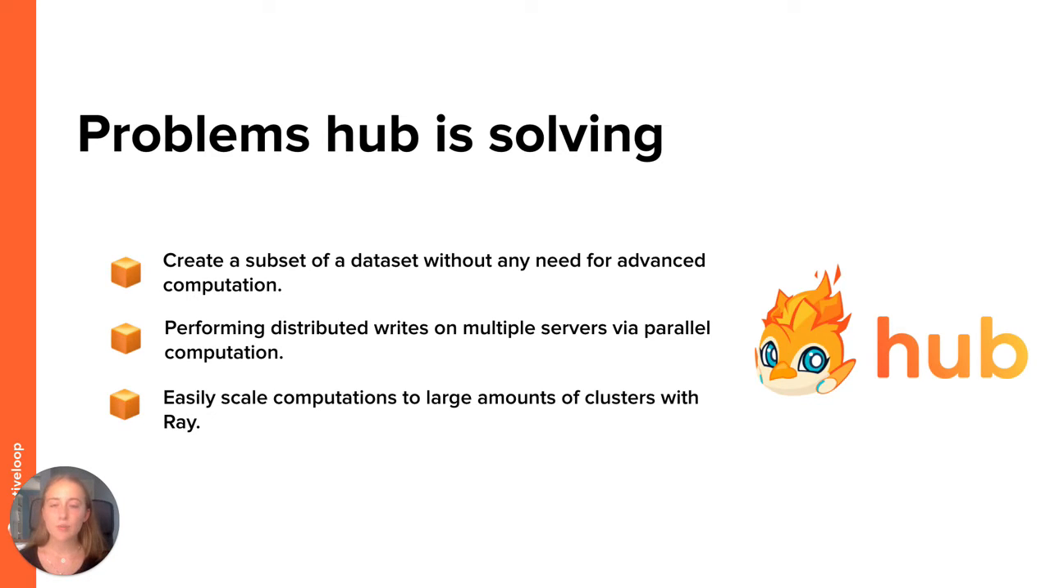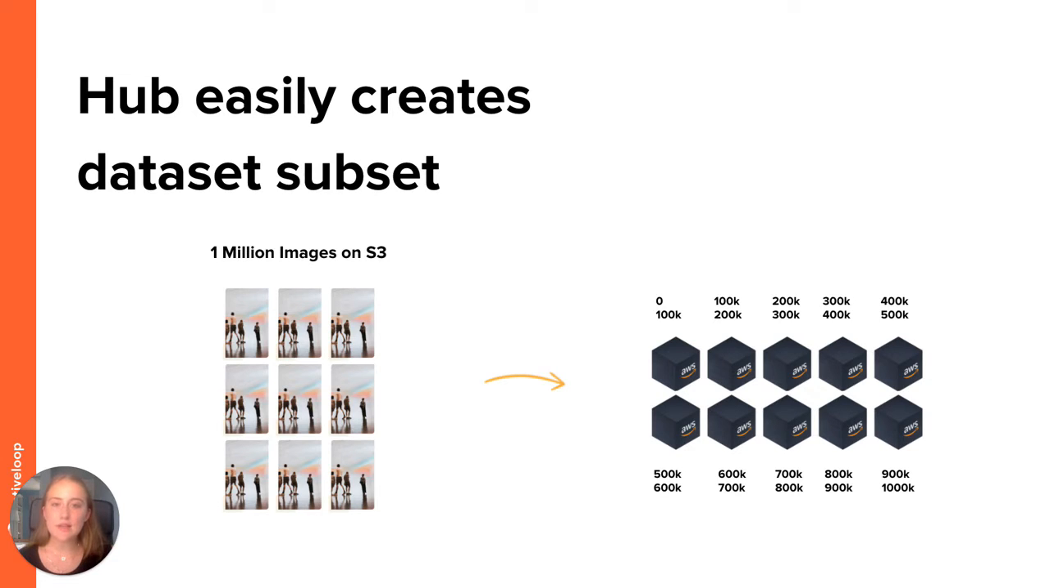Hub solves several problems and makes this whole process more efficient. With Hub, you can use indices to create a subset of a dataset without any need for advanced computations. Hub also allows you to perform distributed writes on multiple servers via parallel computation, and Hub also allows you to easily scale computations to large amounts of clusters with the compute configuration of Ray. Hub makes the process of uploading datasets, making changes to datasets, running inferences on your datasets, and many other operations on a large dataset much more efficient.